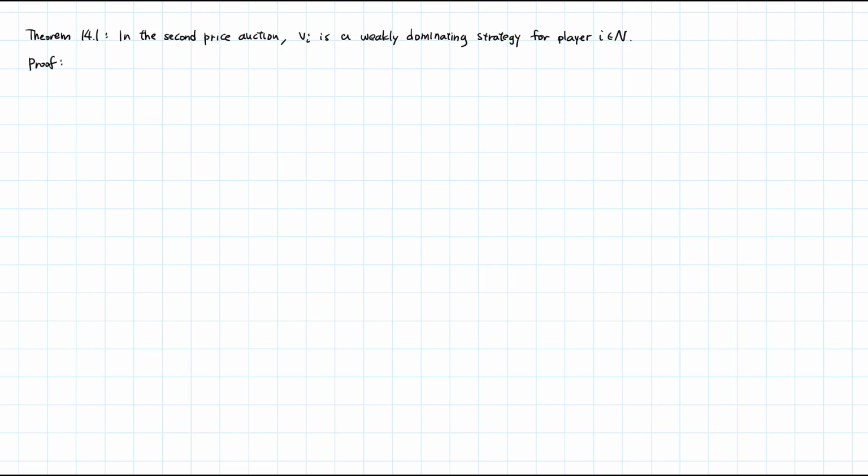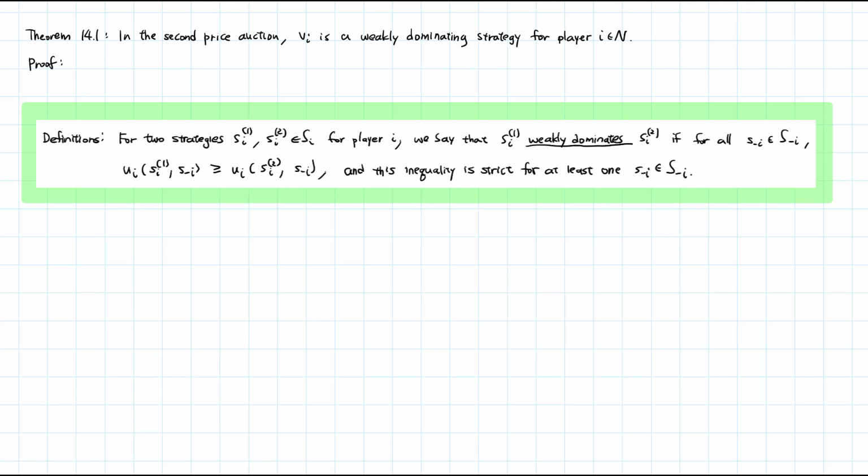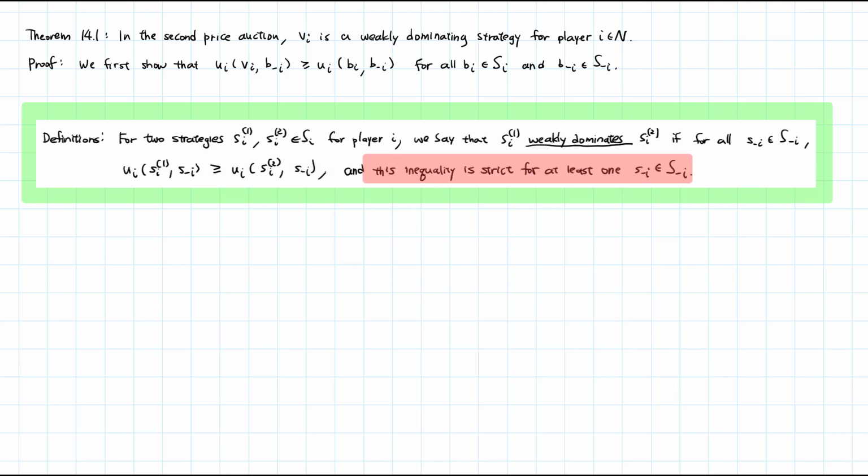We now prove a slightly stronger result in this theorem. In the second price auction, VI is a weakly dominating strategy for player I. There are two things we need to show in this proof. We first show that the utility of playing VI is at least as good as the utility of playing anything else. We then show that there is a situation where this inequality is strict.